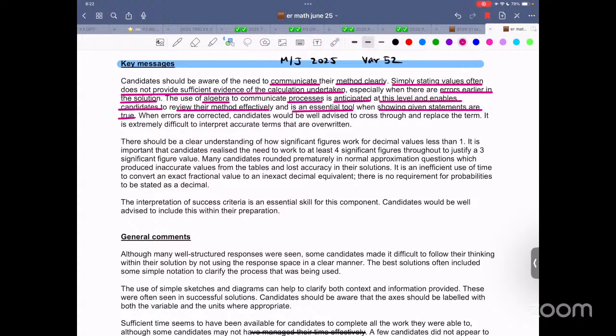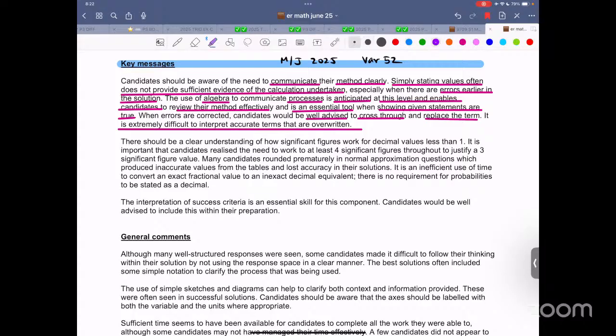In simple English, what it means is that show all working. Whatever I have shown, that is show all working. As simple as this. When errors are corrected, candidates are well advised to cross through and replace the term. It is extremely difficult to interpret accurate terms that are overwritten. Keep that in mind. Now, let's move on. What else are they saying?